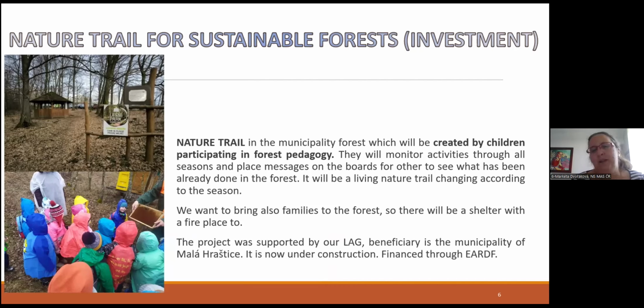We also want to bring families, so we are building a shelter with a fireplace too, so that families can spend some time there. The project was supported by our local action group. The beneficiary is the municipality of Malá Hraštice, where the forest is located, and the project is now under construction. And this specific part of our bigger project is financed through the agricultural fund.